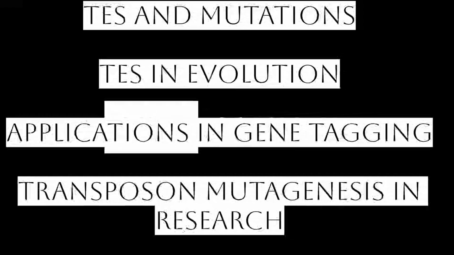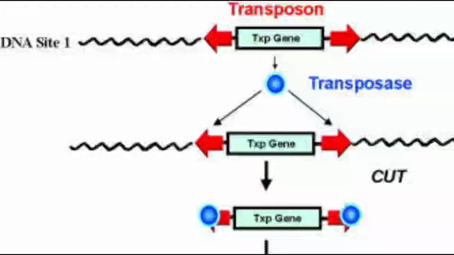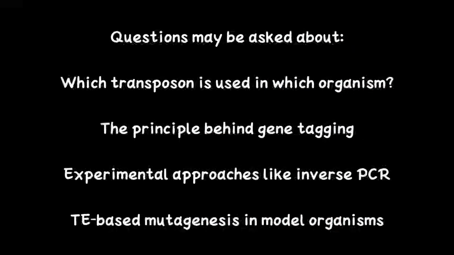The application in gene tagging. So gene tagging using transposable elements is a powerful technique in functional genomics to identify and study a gene based on insertional mutagenesis. It is a technique where a known marker DNA sequence like a transposon is inserted into an organism's genome to identify, disrupt and study a gene.